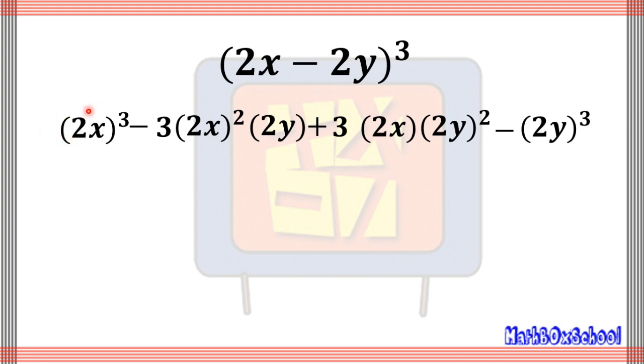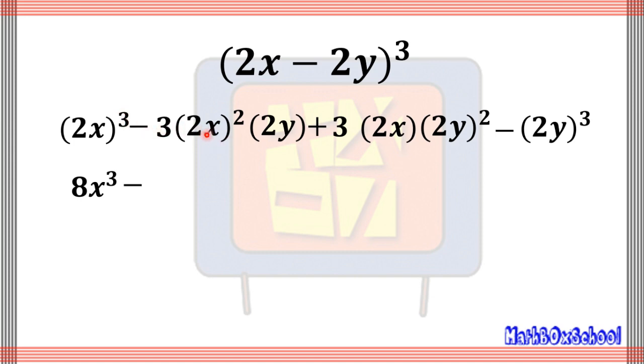So, ang gagawin natin, 2 cube is 8. 2 times 2 times 2. So, we will be using 2 as a factor 3 times. So, that is 2 times 2 times 2. Then, x raised to 3. Diba? 8x cubed. Minus, we have 3.